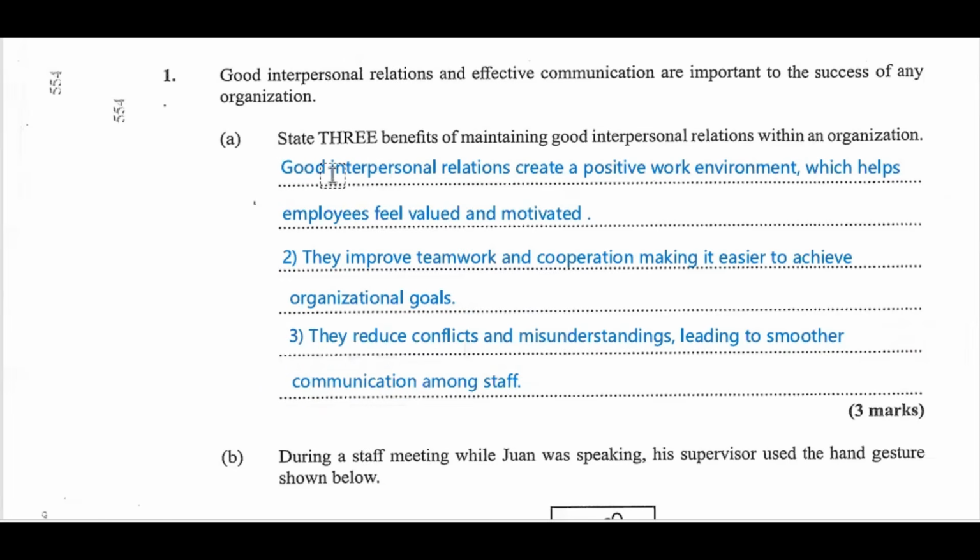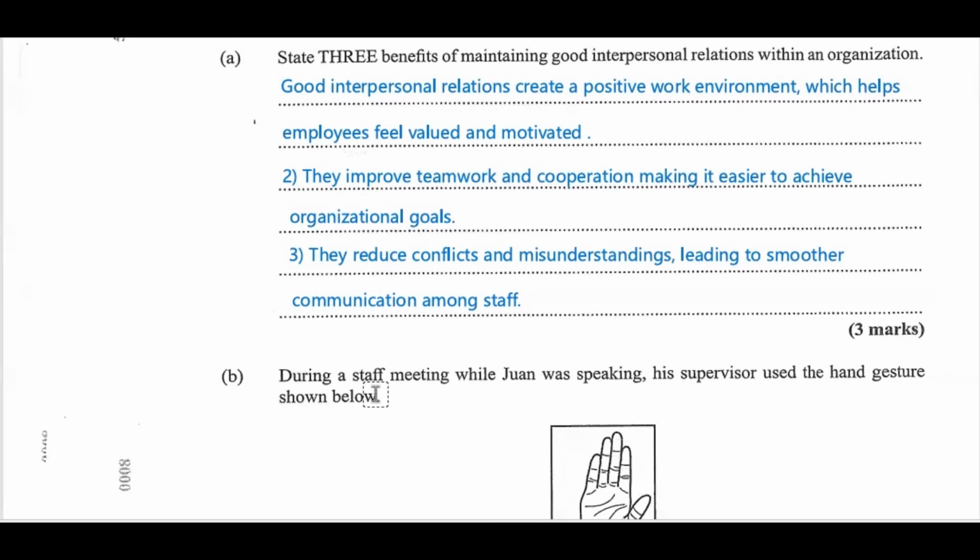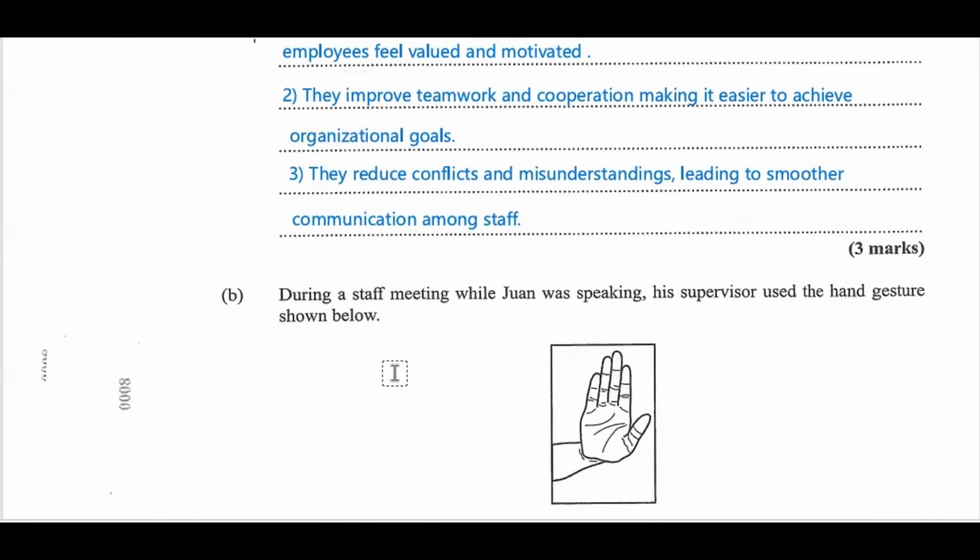Now, if you don't know what interpersonal relations is, you will not get this question correct. Alright, please learn and go over interpersonal relationships. Next question. During a staff meeting, while one was speaking, his supervisor used the hand gesture shown below.